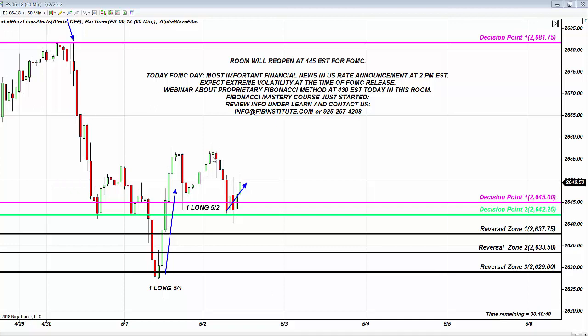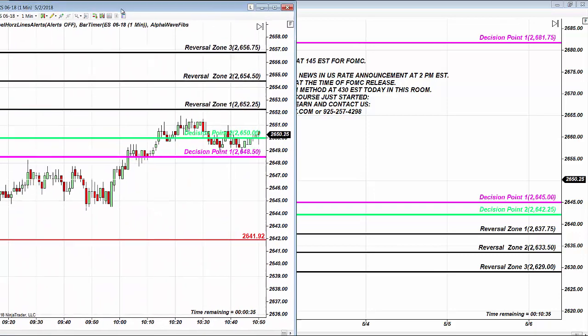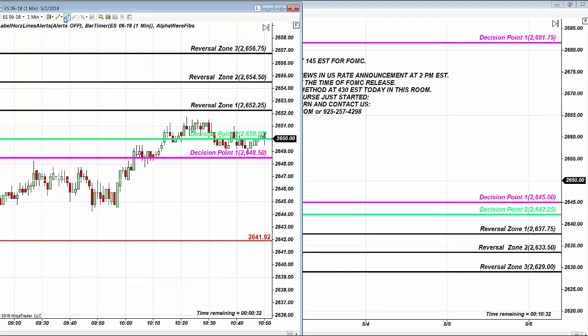Before FOMC, before the most important financial news in US. We were open this morning and price was at this Fibonacci support as we discussed before we closed the room. This was Fibonacci resistance, correct? This was a brick wall as we discussed in the room. This is where price is heading to. This is key target. Key target reached, price broke through this target and went to where? Once again, reversal zone. Is everyone seeing this?